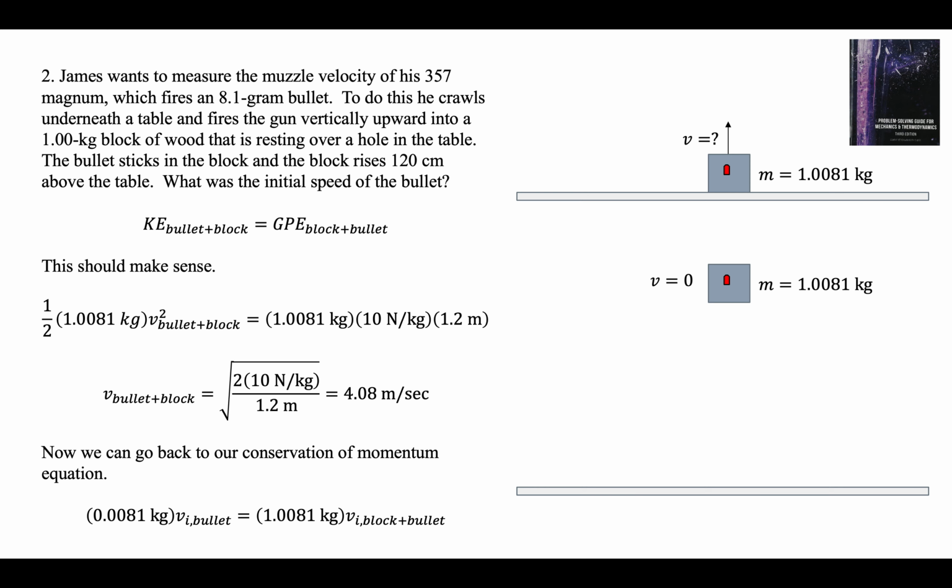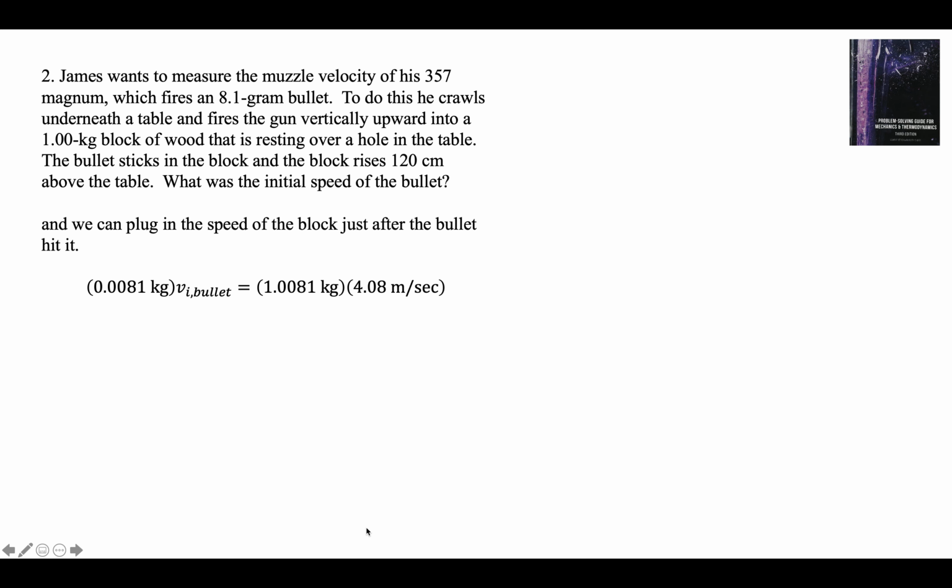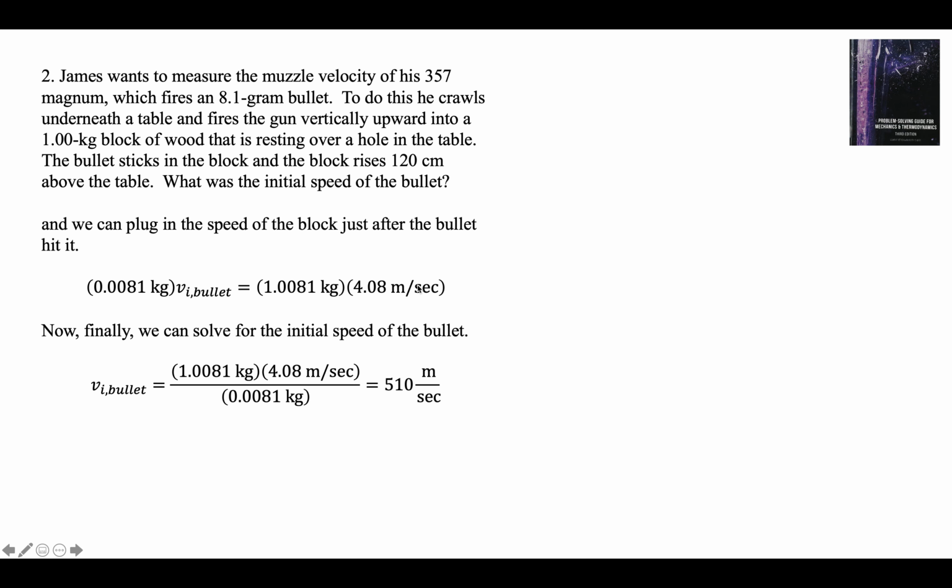We're not worried about the thermal energy because we're using momentum. So here we have the bullet. That's just the bullet, 8.1 grams. That's the initial speed of the bullet. This is just after the bullet stops within the block. This is just before the bullet hits the block, just after the bullet stops within the block, a fraction of a second. We can plug in the speed of the block. It's 4.08 meters per second, just after the bullet hit it. Now we can get the speed of the bullet. We have one equation, one unknown. It's 510 meters per second to 2 significant digits.